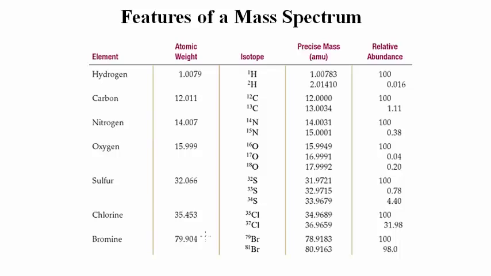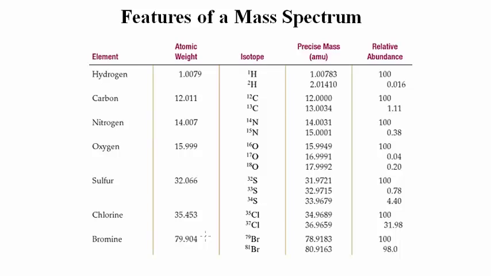Now this table shows the average atomic weights for the elements most common to organic compounds, along with the masses and relative abundances in nature of the stable isotopes of each atom. In this table, the relative abundances are tabulated according to the number of atoms of the heavier isotope per 100 atoms of the most abundant isotope.